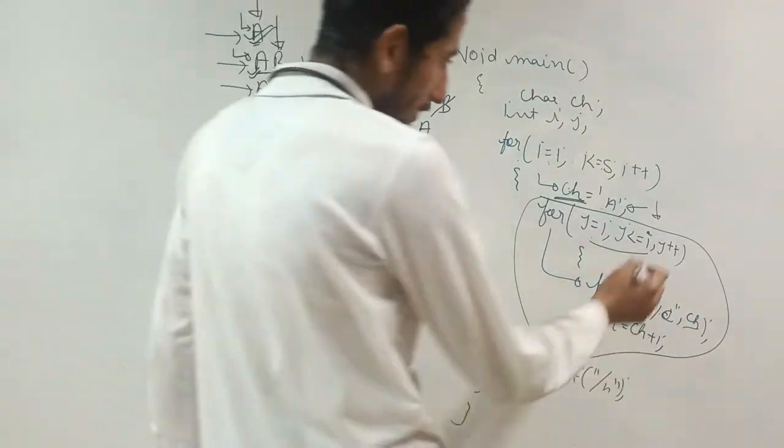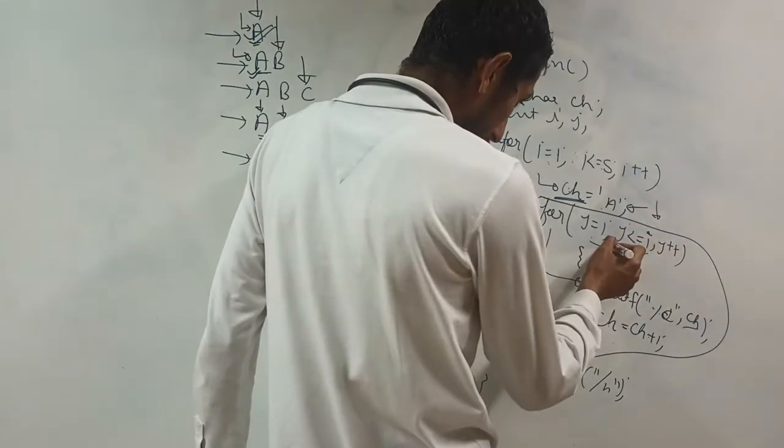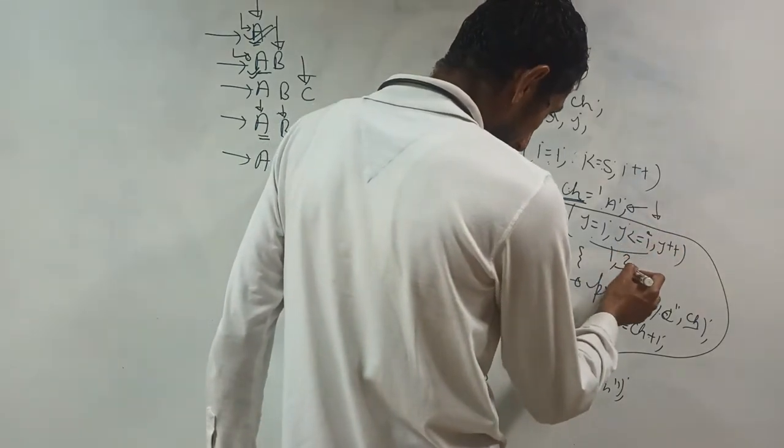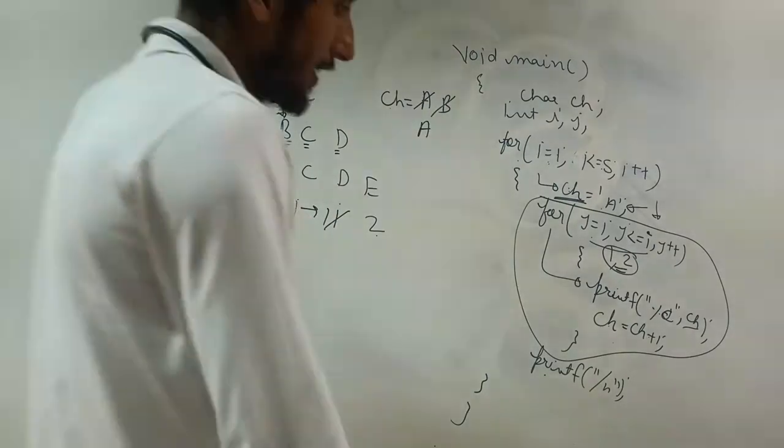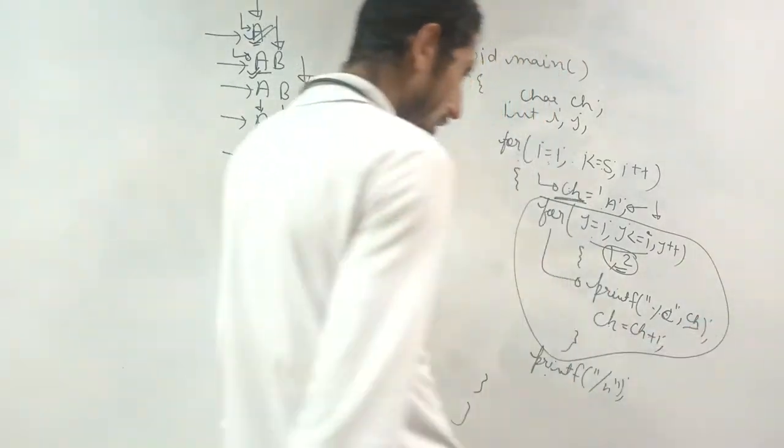Okay. Then the value of I is 2. So it will iterate for 1 and 2. It means it will print 2 times. What will it print? It will print the value of CH. What is the value of CH?